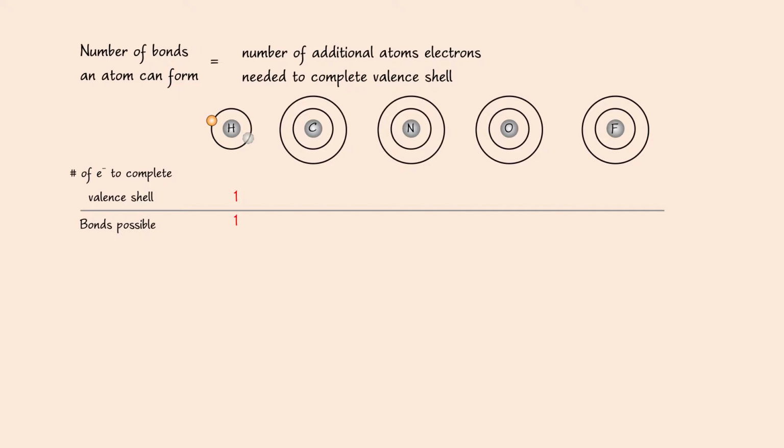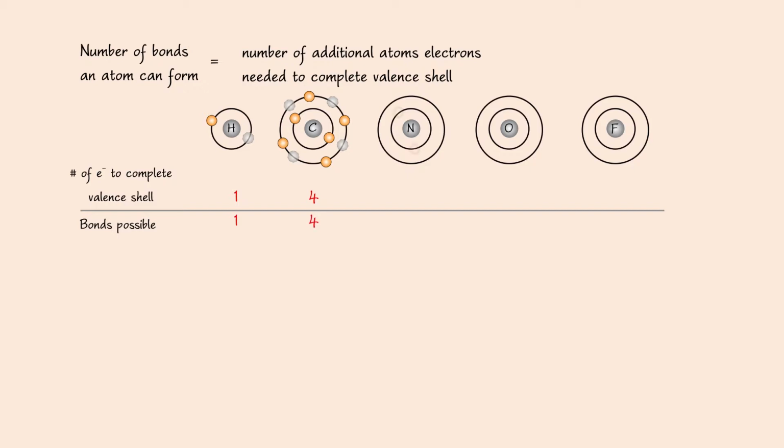The carbon atom, on the other hand, has 4 valence electrons. 4 additional electrons are needed to complete the valence shell because the second shell can hold a maximum of 8 electrons. For this reason, carbon can form 4 bonds.